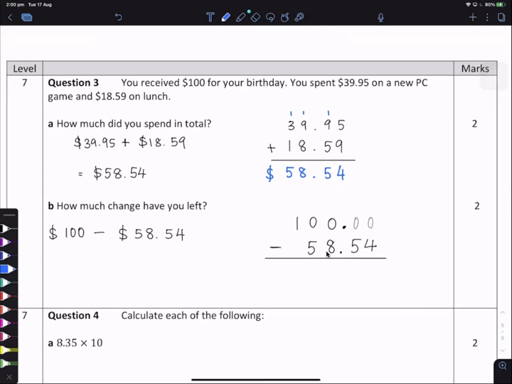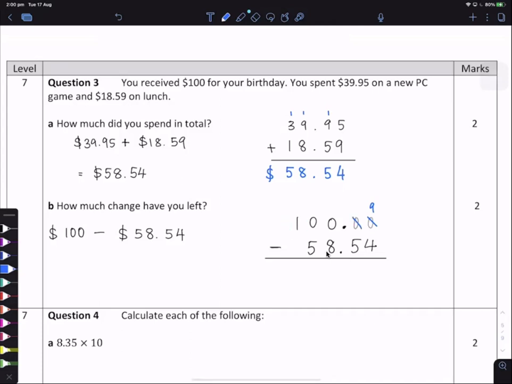Now, we're going to have a look at this. We've got 0 minus 4, but we can't do that. So Ahmed said that we have to borrow from the 1. So we're not going to have this 0. That's going to turn into a 9. But we actually have to borrow all the way from this 1.